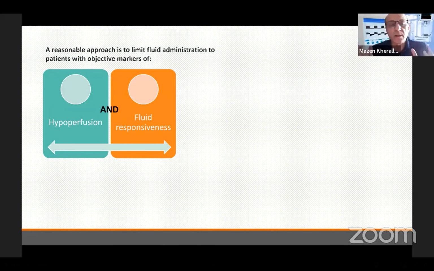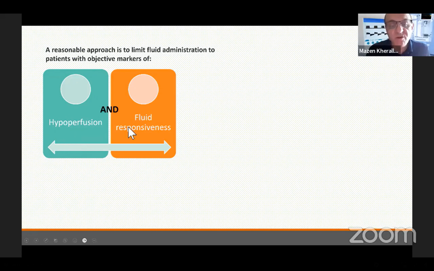And putting it all together, I think the best way to approach this is the following. Number one, let's limit fluid administration to patients with objective markers, meaning let's give fluid to patients if they have, number one, evidence of hypoperfusion, and together, fluid responsiveness. You don't want to give fluid to a patient who's hypoperfused but not fluid responsive. You want to give fluid so you can increase the cardiac output. And then they can benefit, or potentially, because we don't know yet if this is actually going to improve outcome or not, but potentially they can improve perfusion to the organs and improve outcome.